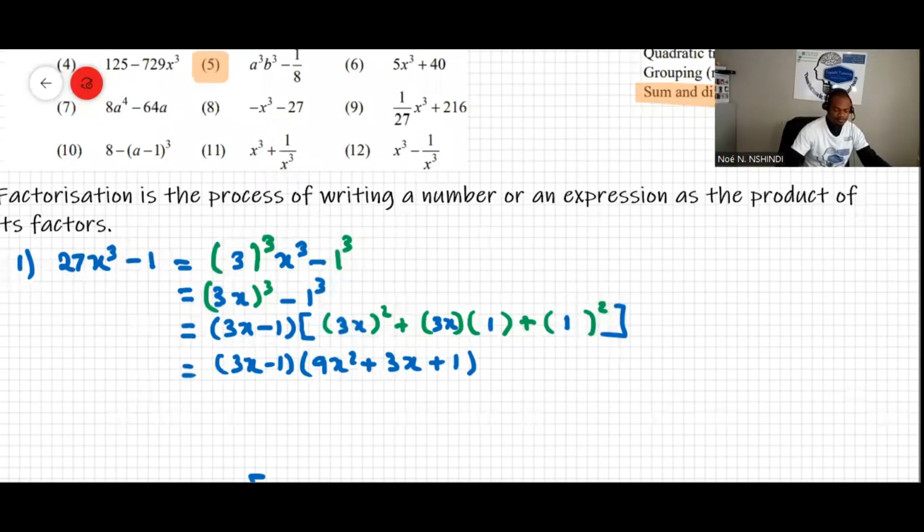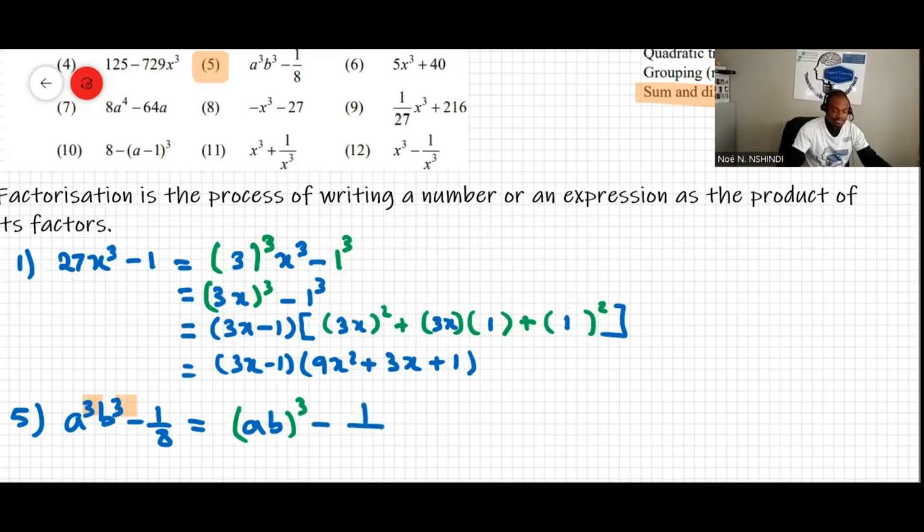I'll write here question 5. That's a cubed b cubed minus 1 over 8. This can be written as a cubed. Here the exponents are common, so we can just write the power of 3 there, and that's ab, because the exponent is common, minus 1 over 8. 8 is the same as 2 to the power of 3. And 1 can also have any power.